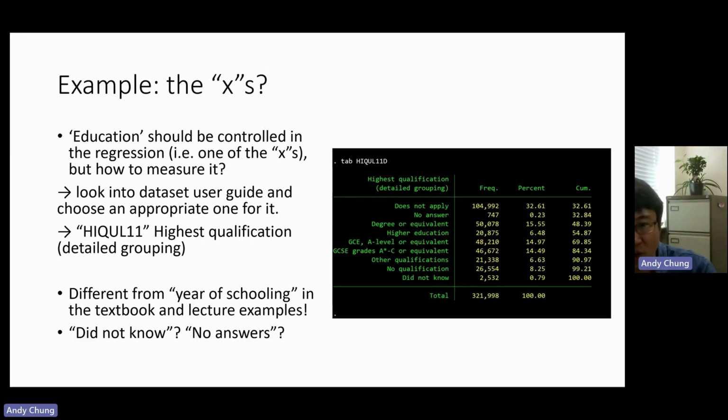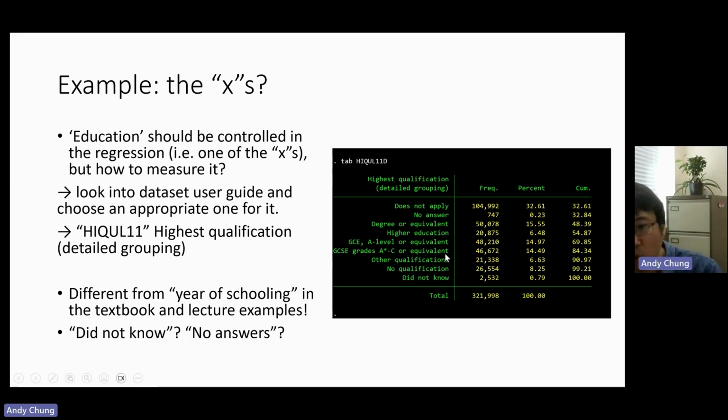For example, what is the X on the right-hand side? Now, we all know that to do an estimation like this, we expect education level to be controlled. In most textbooks, education is measured as years of schooling. But in our dataset, there are many variables capturing something like education or qualifications. After discussion, we think that this variable, highest qualification in detailed grouping, is the best for answering our research question, but it's not in years of schooling. Instead, there are different categories of education level.